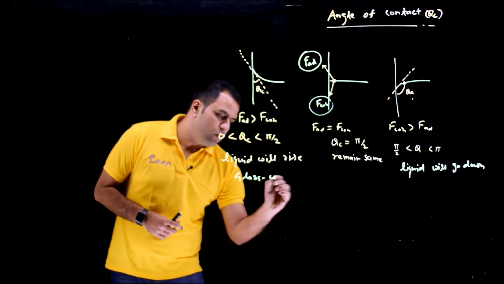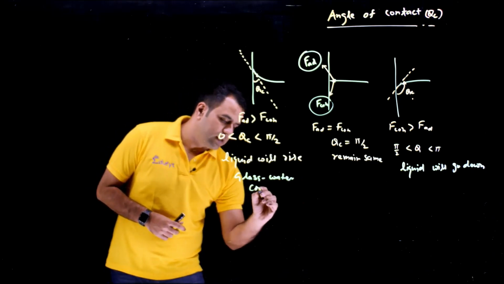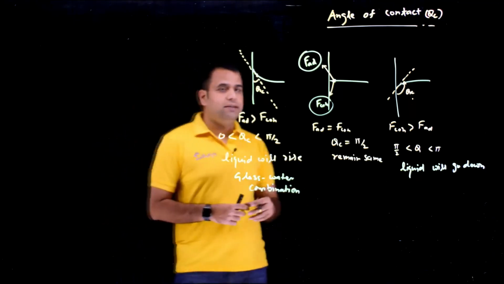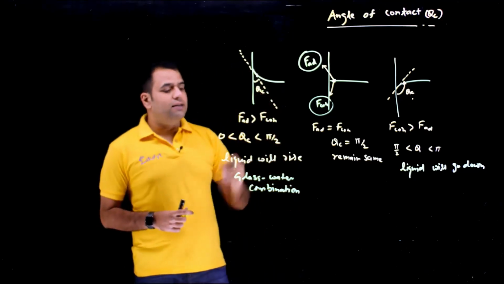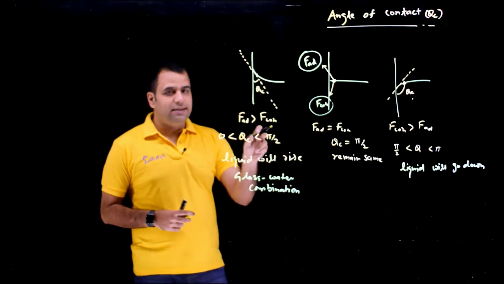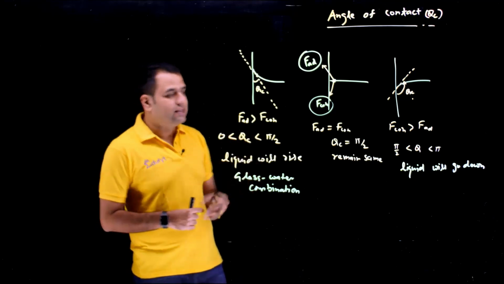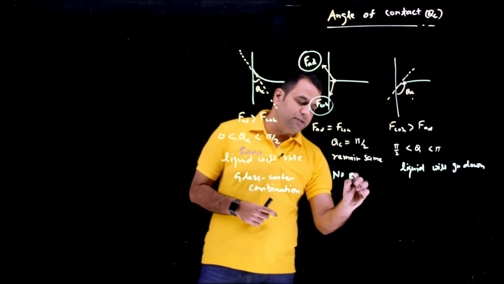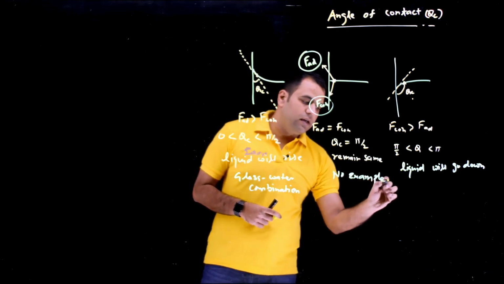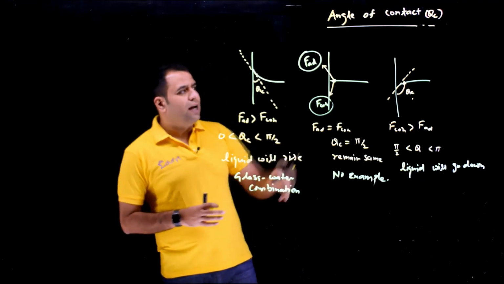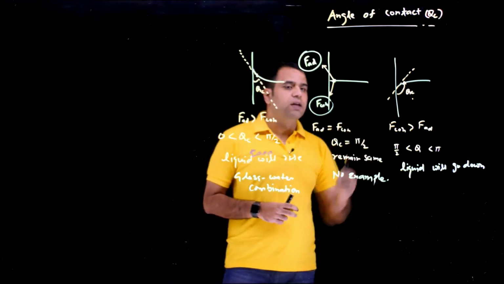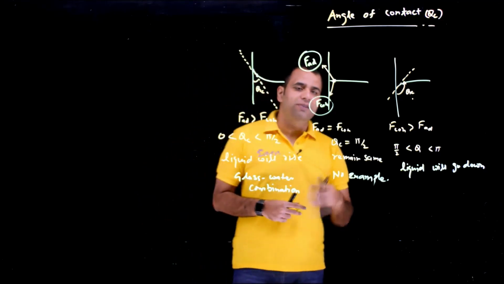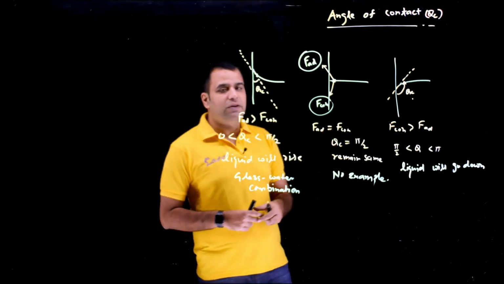As far as the example of the first case is concerned, it is the glass-water combination. When the liquid is water and the vessel is glass, the angle of contact is in this range, and the liquid rises. There is no such example for the second case. Hypothetically, some people talk about having an ice vessel and water as the liquid, which is not possible. Even in that case, theta c will not be 90.